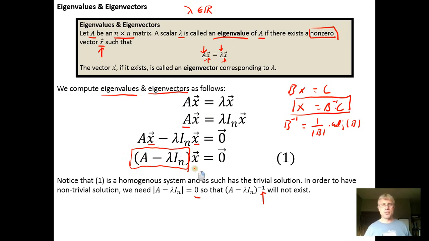So the idea here is we know the trivial solution exists because this is a homogeneous system. How do we force non-trivial solutions to exist? Well, we find values of lambda that make the determinant equal to 0, so that we can't calculate the inverse and multiply both sides by that inverse, generating a unique solution. In the next two videos, we'll show an example of finding the eigenvalues and eigenvectors of a 2 by 2 matrix, and then an example using a 3 by 3 matrix.